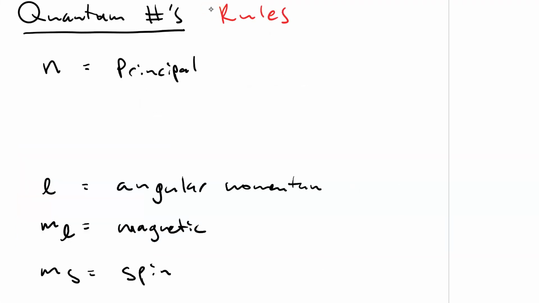Each quantum number has a set of rules, and it depends on the previous quantum number. N has the highest priority, then L, then M sub L, then M sub S. So there's a hierarchy.